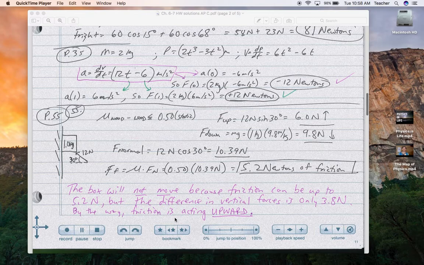Here, the box won't move because this difference is only 3.8 newtons, but friction can be as much as 5.2 newtons. In this particular case, friction actually would be acting upward since that's the lower force of these two vertical forces.